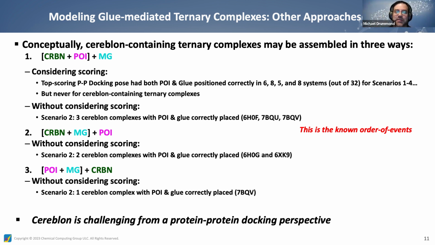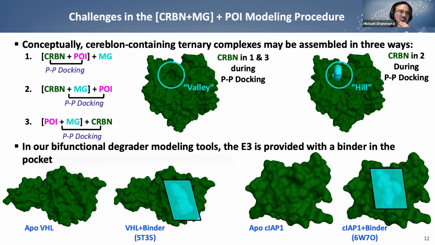So cereblon certainly seems to present a challenge from a protein-protein docking perspective. And I will point out that each one of these does involve protein-protein docking. And so we didn't want to quit there and say, all right, the best you can get sometimes is 25% accuracy. We do want to do better than that. So we took a deeper dive on what's going on and why cereblon is so challenging from a protein-protein docking perspective. Just to reiterate, all three of these orders of events, the ways to piece together these ternary complexes, do all involve protein-protein docking, but it is actually quite a bit different if you take a deep look.